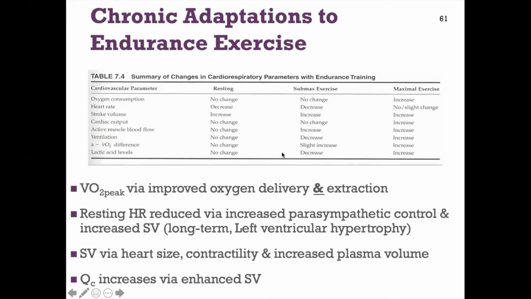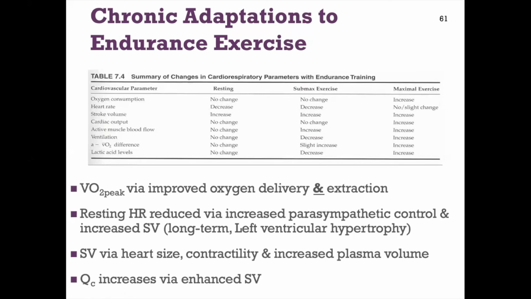Our lactate levels, there's no change at rest. During submax exercise, there's a decrease in the buildup of lactate because we have pushed our aerobic exercise into different levels before we move into anaerobic exercise again. So we've improved our ability to create energy out of the oxidative metabolism system as we increase our VO2. And then how much lactate we can produce at maximum exercise increases as well.